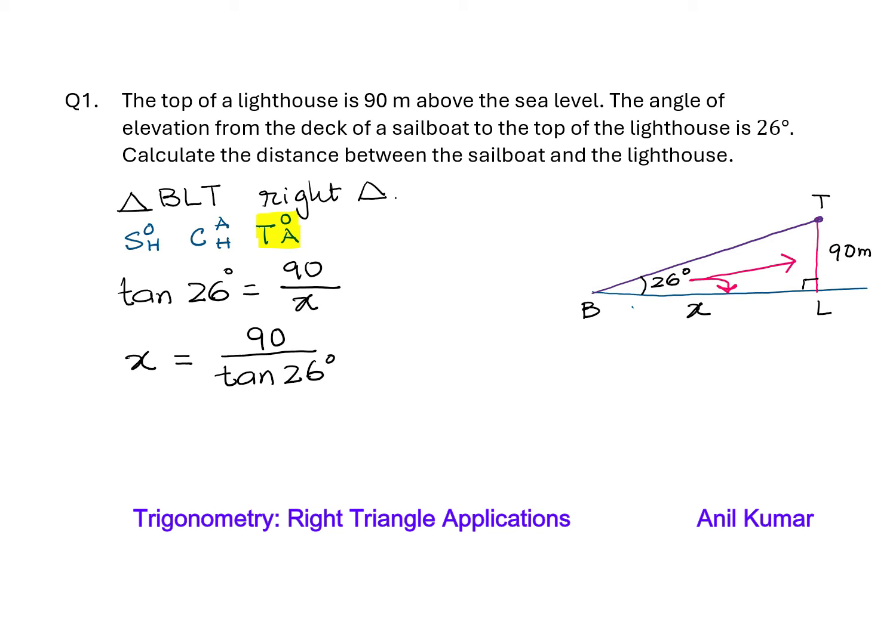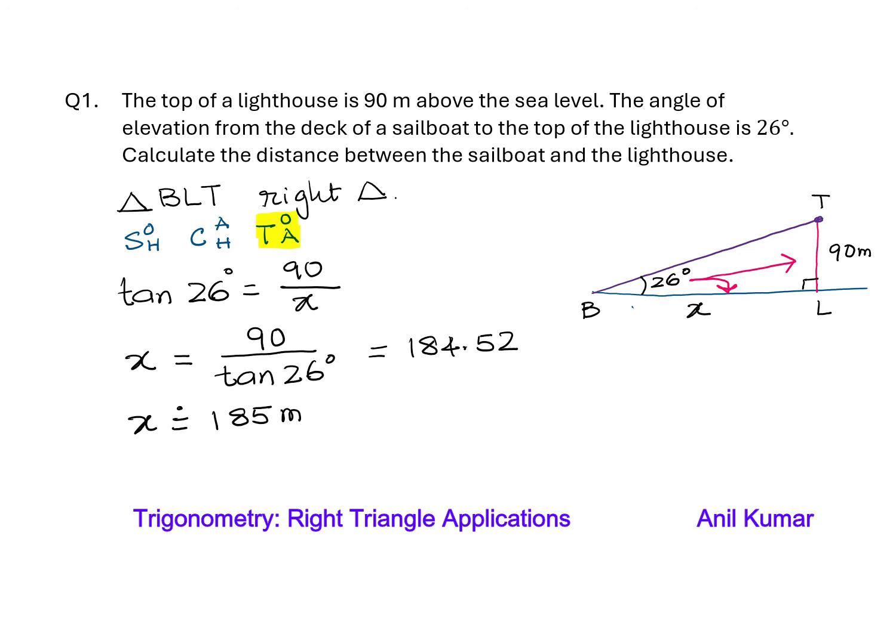You should set the mode to degrees. So we have 90 divided by tan of 26 degrees, and that gives us 184.52. Correct. So we'll write down our answer that the distance is approximately, we can approximate it to a whole number, right? In this case, 185 meters. Correct. Makes sense, right?